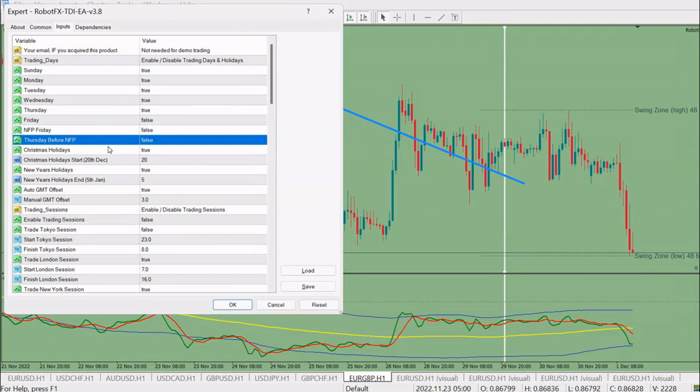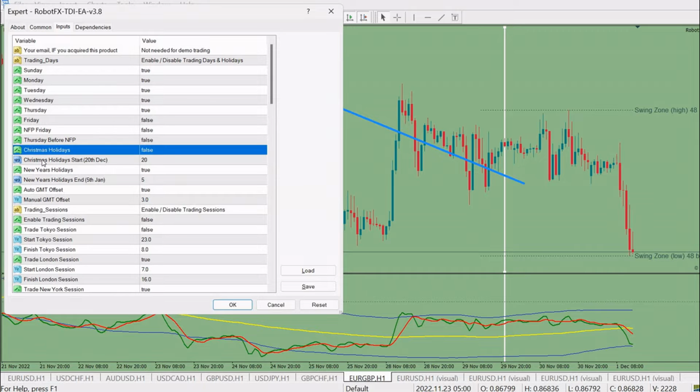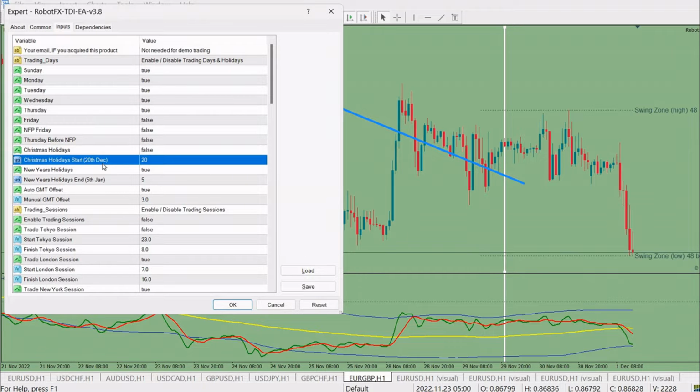Restricting trades during Christmas holiday can be useful for some traders, and for that purpose, set Christmas holidays to false and enter the Christmas holiday start date, depending on whatever date you decide the Christmas holiday will start. So if you enter, for example, 23, then the Expert Advisor will stop trading from the 23rd of December until the end of the year.